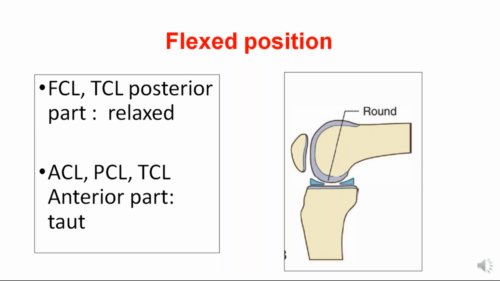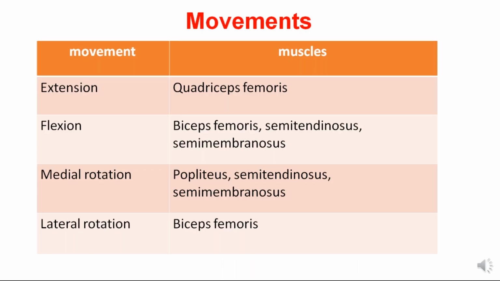At the end, the muscles which cause the movements are: for extension, the quadriceps femoris; biceps femoris, semitendinosus and semimembranosus bring about flexion. Medial rotation is brought about by popliteus, semitendinosus and semimembranosus, and biceps is involved in lateral rotation.